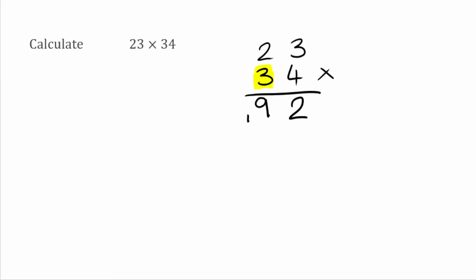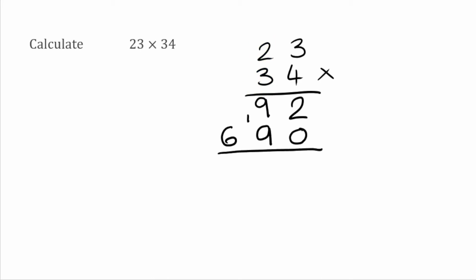So now that I've moved over to this 3, I need to put a placeholder. I need to put a 0 in this column here. So to begin with, we're going to do 3 multiplied by 3, which is 9. So the 9 would go here. We're then going to do 3 multiplied by 2, which is 6. So our 6 would go here.